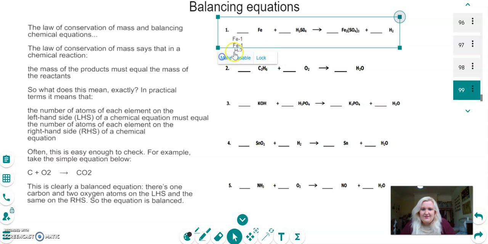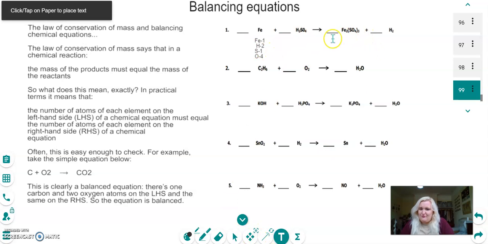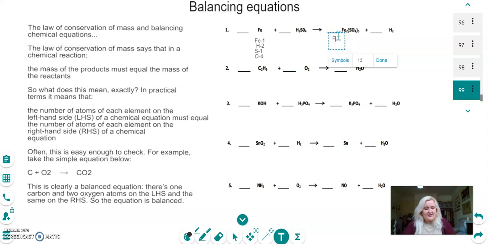Brilliant. So now we have a list of what we have at the start on the left-hand side. Now we're going to make the same list for the right-hand side, the product, so we can see what we've got and what needs matching up. So if we start with iron again, you can see now that there's no big number before again, because that's what we're going to add in. But you can see that there's a subscript 2 afterwards. So on this side we've got 2 of iron.